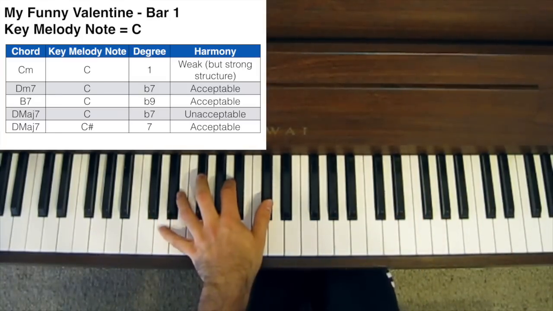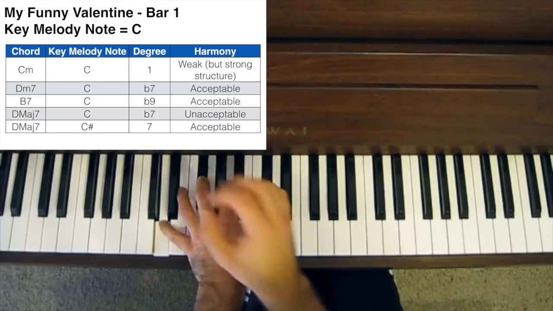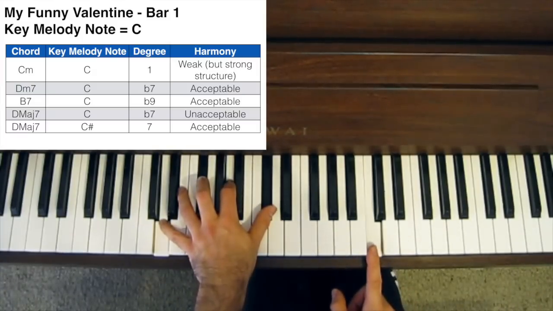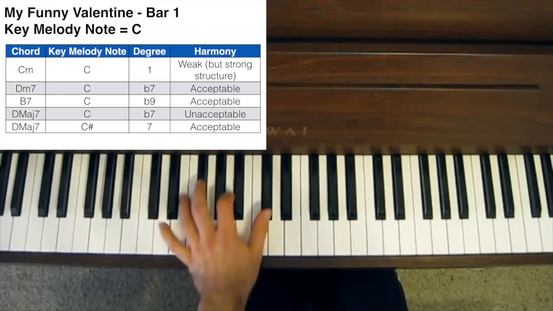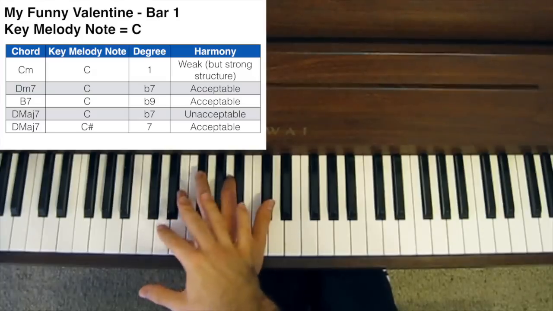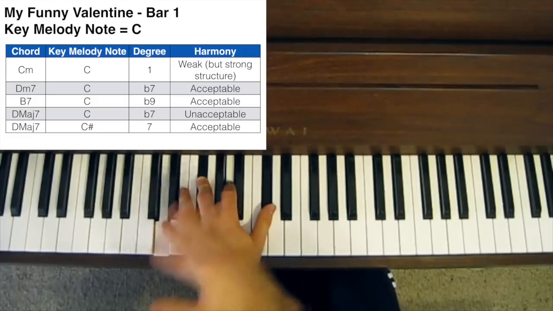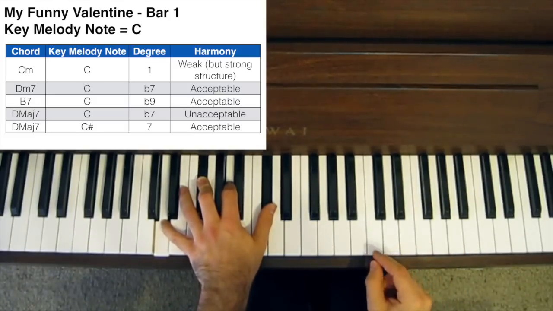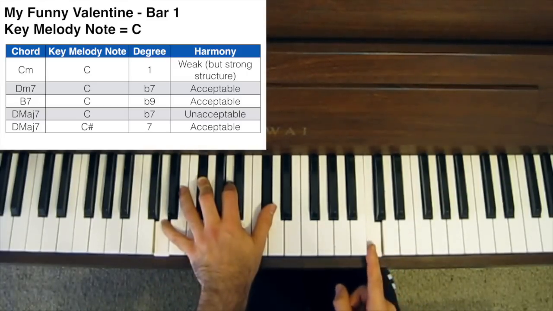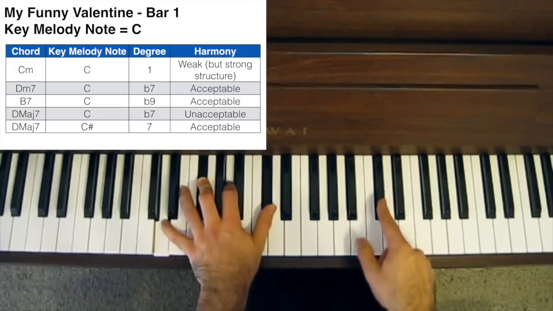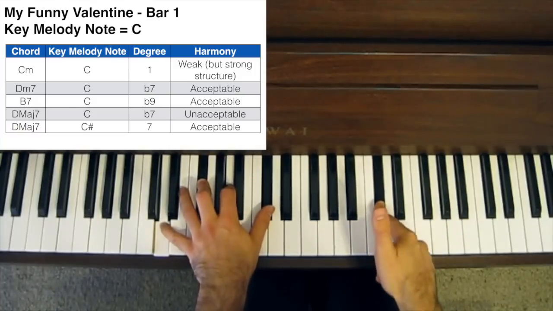However, you couldn't use the chord D major 7 because that C would be an unacceptable harmony over this chord. That is, it's a flat 7th, whereas the D major 7th chord has a natural 7th. However, if you really wanted to use the chord D major 7, what you could do in this instance is, instead of changing the chord to suit the key melody note, change the key melody note to suit the chord. So instead of having C as your key melody note, you could change that to, for example, C sharp, which is the 7th of the chord and therefore a strong harmony.